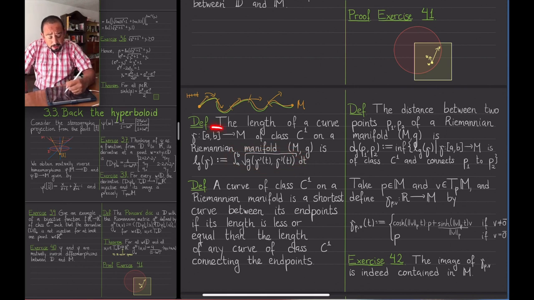And of course I can weaken this condition of being class C1 to being piecewise of class C1, so that the interval of definition can be split into finitely many subintervals on each of which it's of class C1. So if you want, I can just add piecewise of class C1.